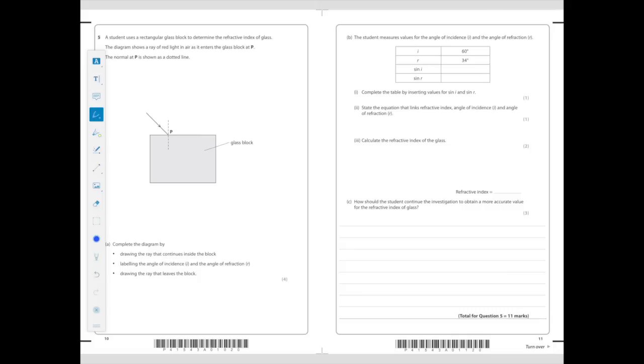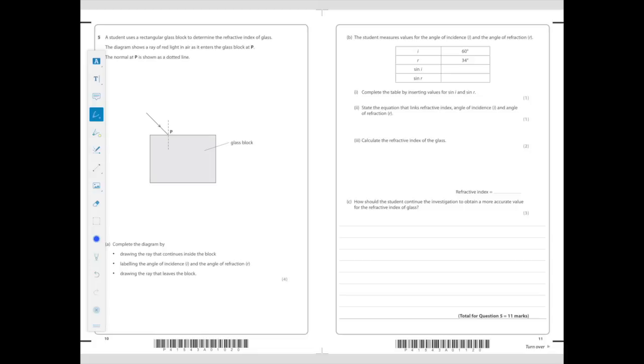5. A student uses a rectangular glass block to determine the refractive index of glass. The diagram shows a ray of red light in air as it enters the glass block at P. The normal at P is shown as a dotted line, which, as we would expect, is perpendicular. Complete the diagram by drawing the ray that continues inside the block, labelling the angle of incidence and the angle of refraction, and drawing the ray that leaves the block.